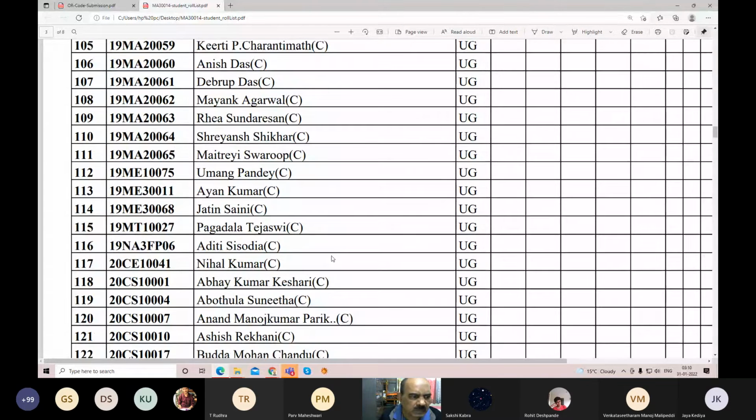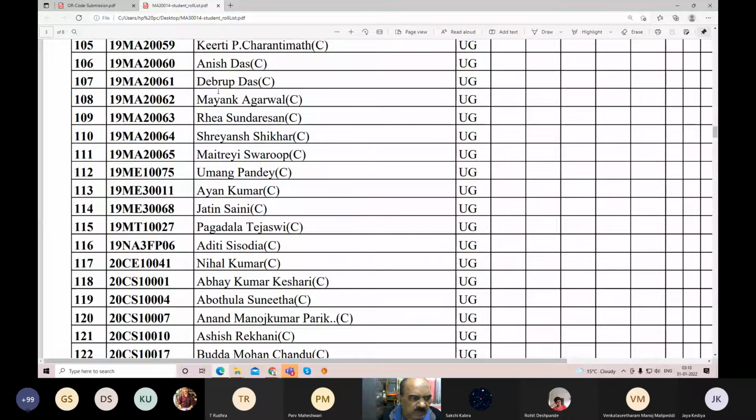106 Anish Das. 107 Devrup Das. 108 Mayank Agarwal. 109 Riya Sudarshan. 110 Shreyans Shikhar. Who is there? 106. Sir, 107. Then who else? 109. 108. 109 Riya, present. 110 Shikhar. So Shikhar is not there. Riya is the group leader.